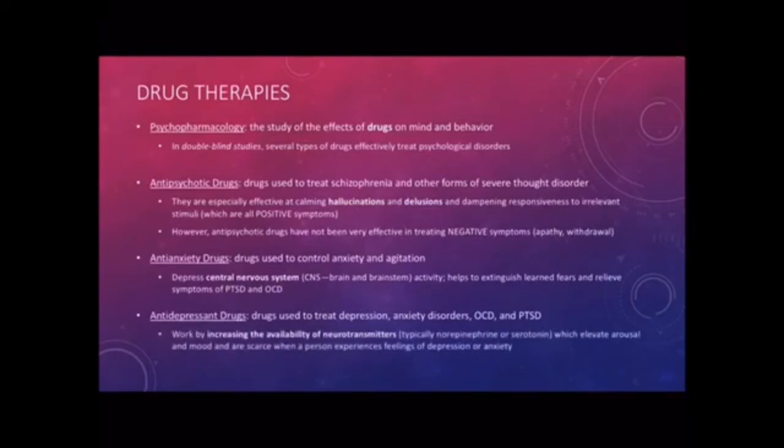And so antidepressant drugs are going to work by increasing the availability of neurotransmitters, usually norepinephrine, serotonin, sometimes dopamine, that elevate arousal and mood. And when a person is experiencing depression or anxiety, those neurotransmitters are scarce. So this is basically an agonist, right? We're increasing the effect of the neurotransmitters because there isn't enough of an effect on its own.